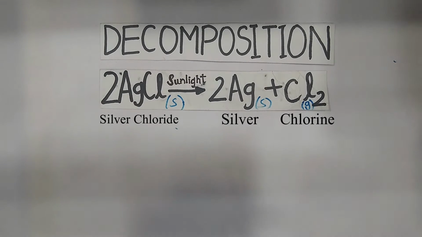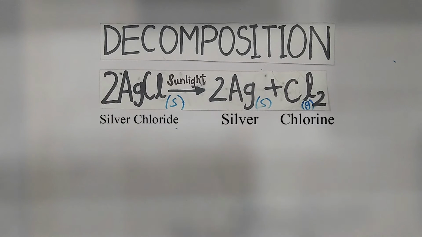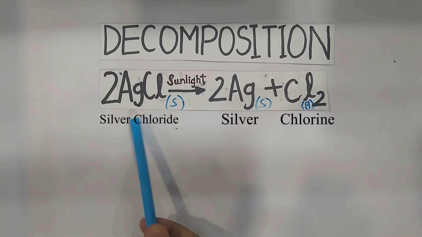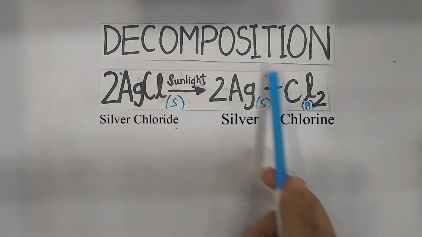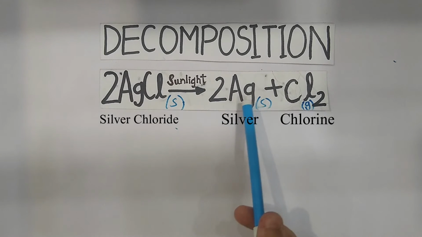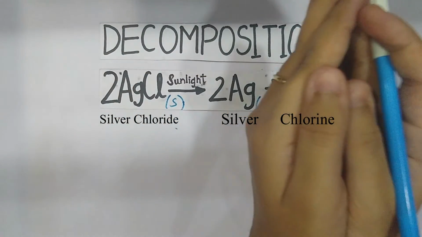When this experiment is performed, you will observe that the AgCl, which is actually white in color, will turn gray in sunlight. Now gray is the color for the actual silver, right? AgCl will be white. When you put that in sunlight, it will turn gray. Gray is the color for the element silver. Silver is represented as Ag. So this is what you have to remember. White in the presence of sunlight turns gray.